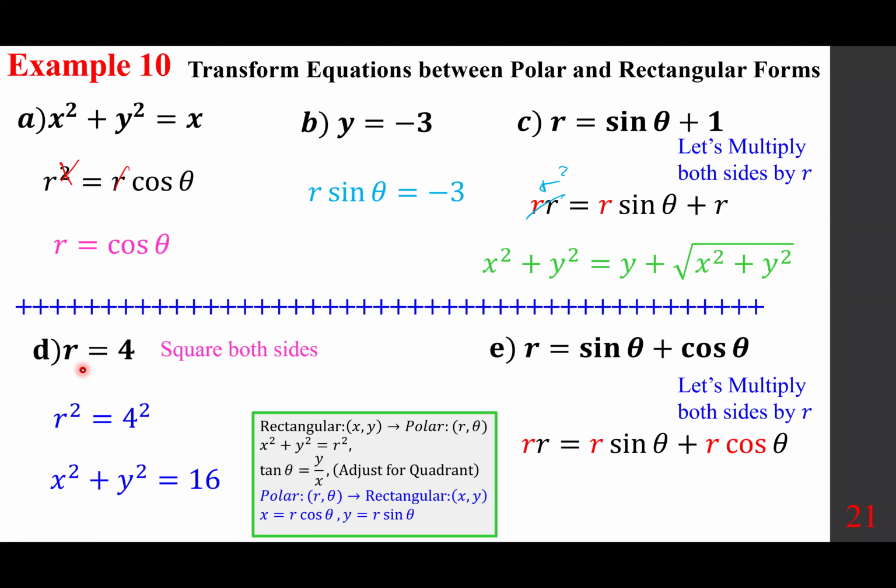What do we replace it with? Well, it's very simple. This one is R squared. Replace it with x squared plus y squared. This is R sine theta. Replace it with y. This is R cosine theta. Replace it with x.